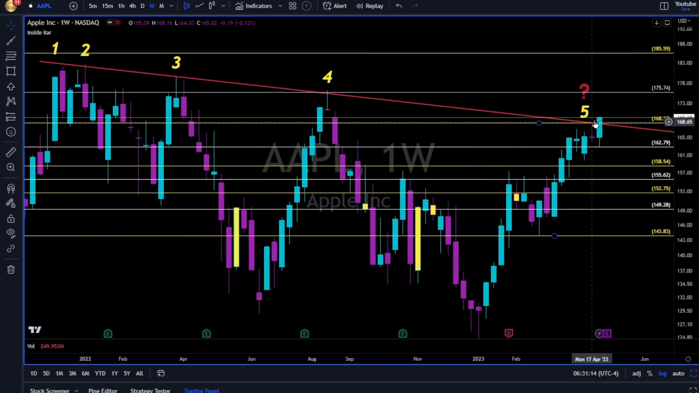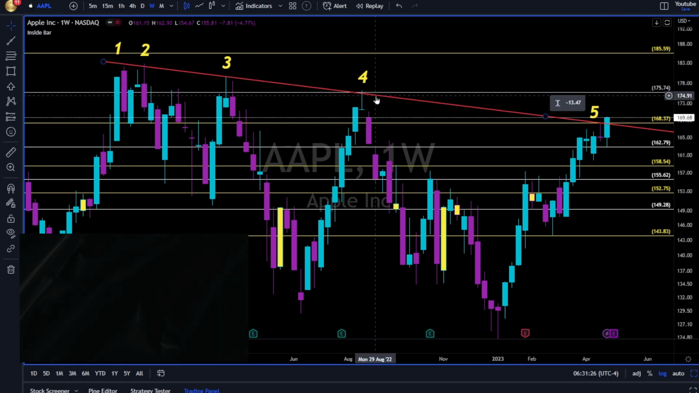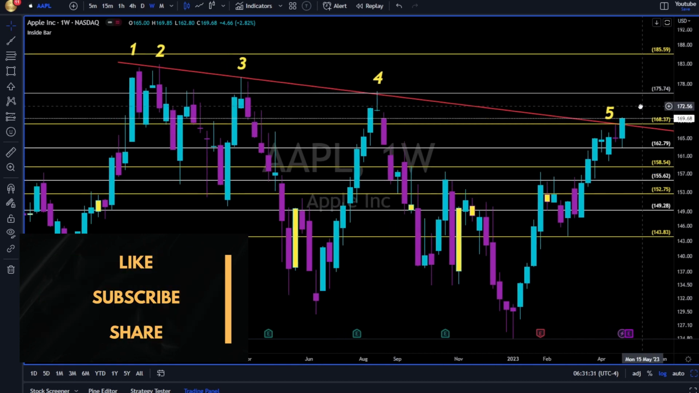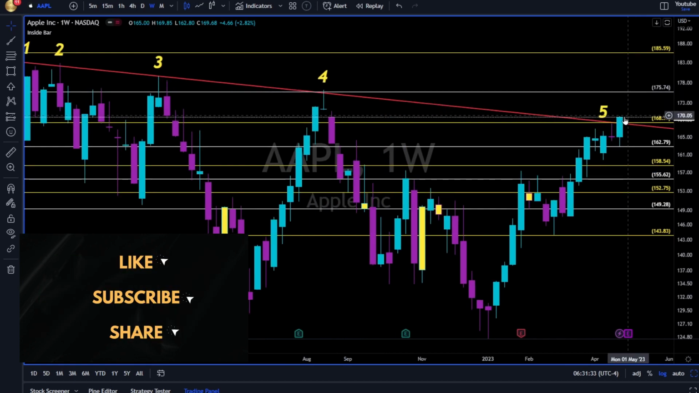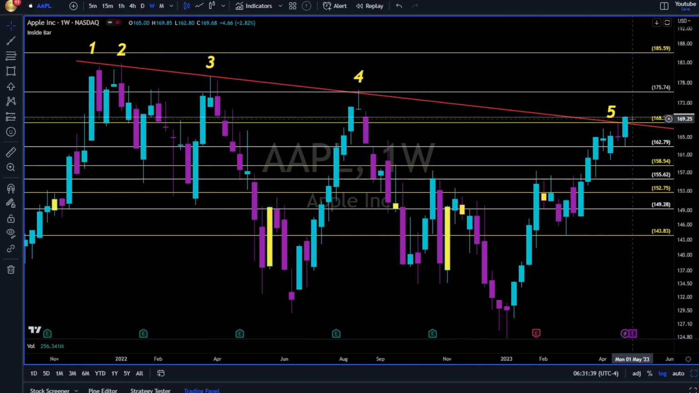Apple finally at the 5th time breaking up and above, closing above this red trend line, and this red trend line goes all the way back to December of 2021, and each and every time since then price tried, got rejected, until previous week. Bulls came in strong, broke up above the 168. Now next level of resistance will be the 1676.